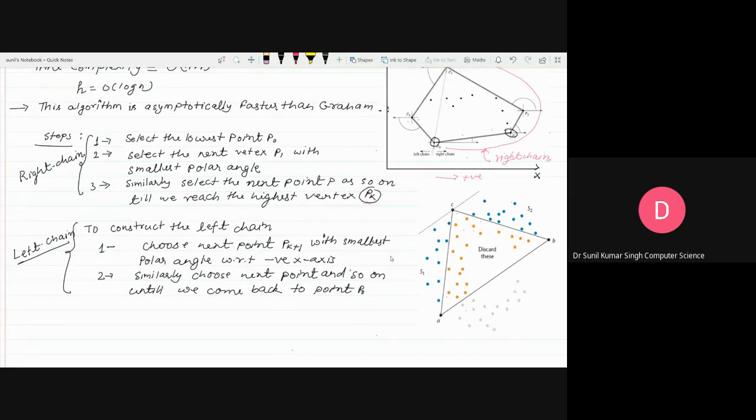So in the end, after completing the steps, suppose the number of points on the convex hull is H, and the total number of points is N. Then we can say its time complexity will be order of N H, and if H is equal to something like order of log N, then we can say that its time complexity will be order of N log N.